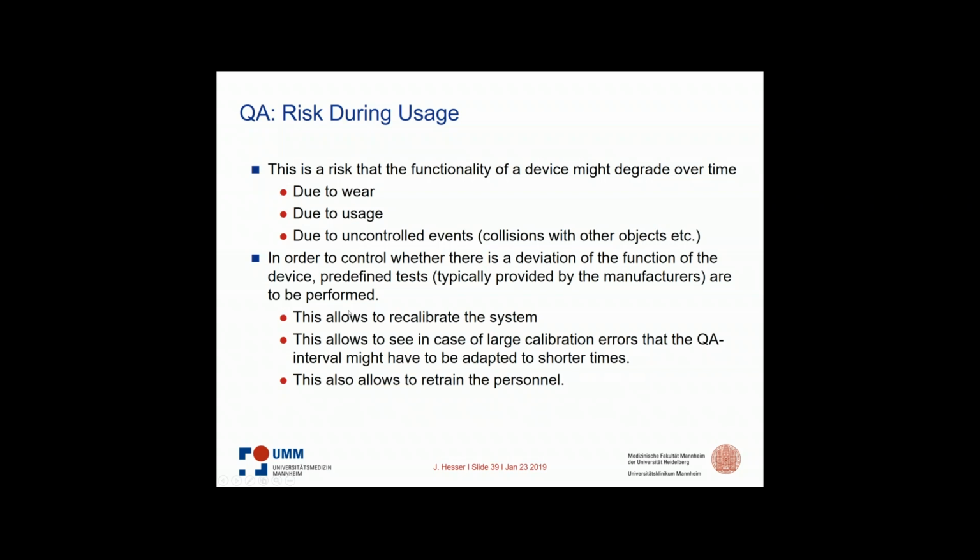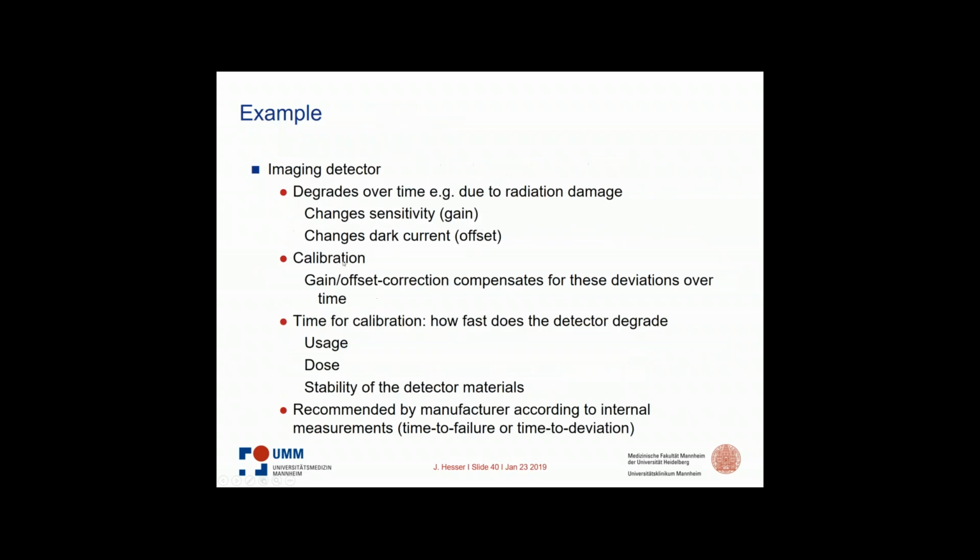This also allows retraining the personnel. If somebody is new, they have to be trained on this device. For example, let's take an imaging detector, and when you're using that, we irradiate the detector. It means it receives radiation damage, and over time, sensitivity changes, that means the gain, or dark current changes, that means the offset for each pixel. So over time, we have to do a calibration. That means we have to do a gain offset correction that compensates for these deviations over time.